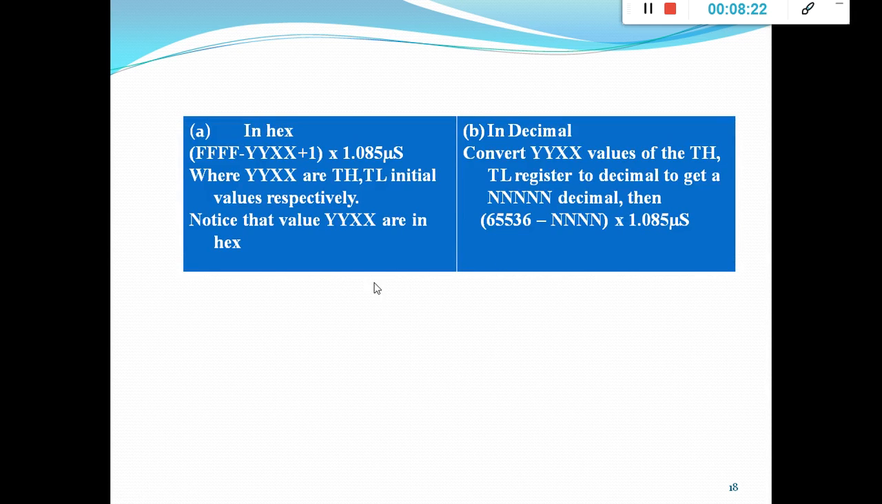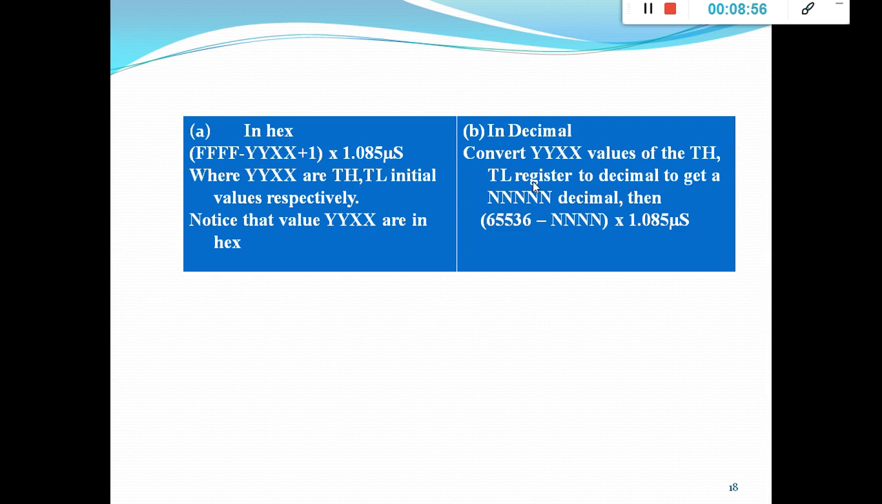How to calculate the delay? There are two ways. One way is to calculate using the hex value, and the other is to calculate using the decimal value. To calculate using the hex value, the formula is FFFF, which is the maximum value, minus YYXX. YYXX is the initial count, where XX is the TL0 value and YY is the TH0 value. So the maximum value minus the initial count, plus 1, into 1.085 microseconds, which is the period, gives you the delay.